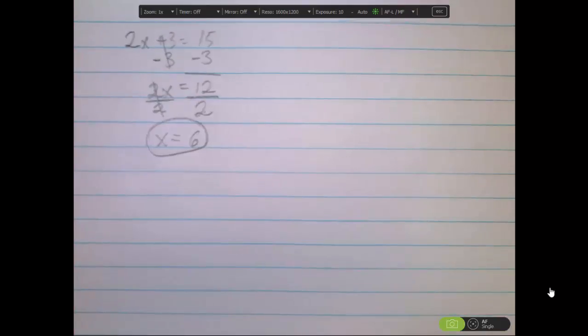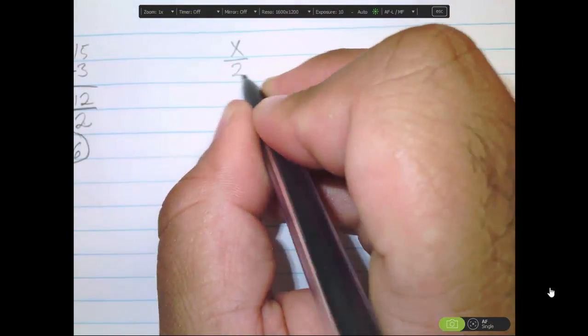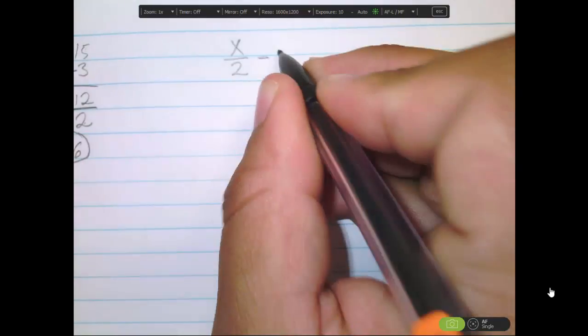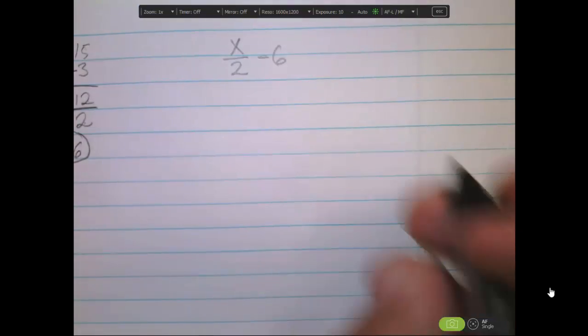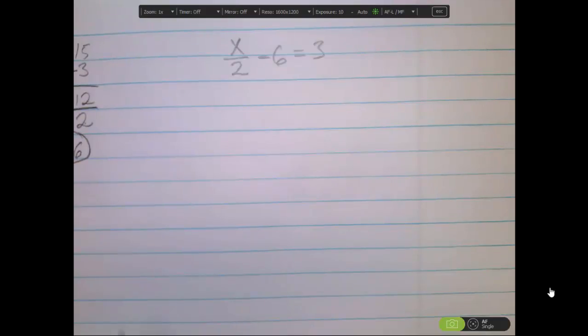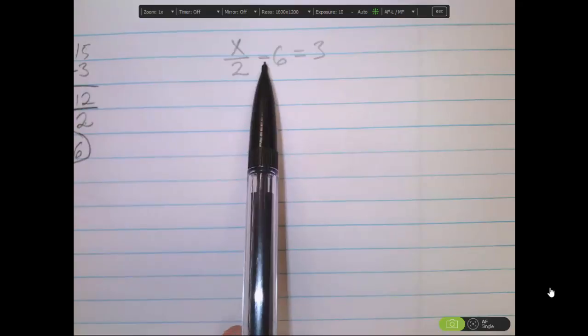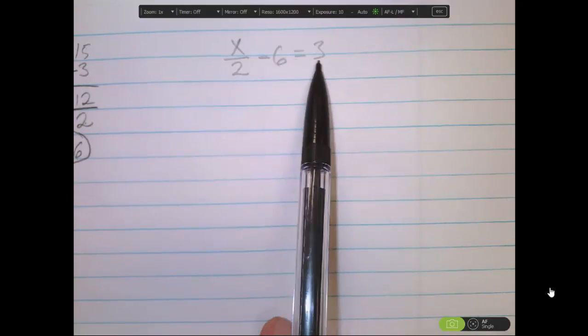All right, it's going to look a little different, but the same rules basically apply. So let's get to it. Let's do x over 2 minus 6, and we're going to set that equal to 3. All right, remember that's the same as saying some number divided by 2, and then if you take away 6 from that, it's going to equal 3.